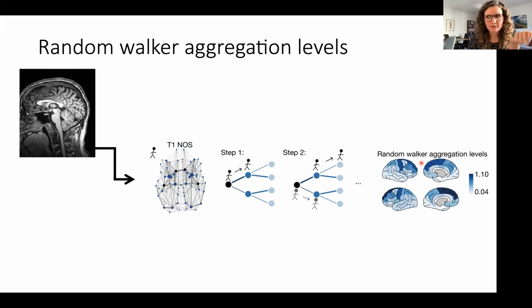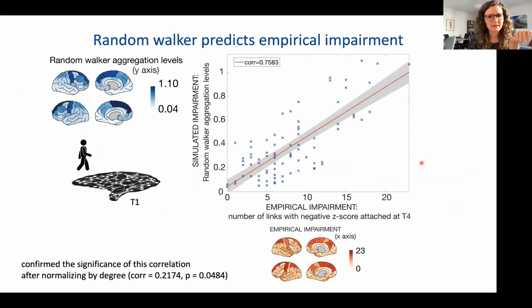Yeah, and when we do this, now we find a very high correlation between the random walker aggregation levels, so how often a random walker visits this region at the first scan, and corresponding to the empirical impairment at time point 4. So this is the main result, that we can take the first scan of a patient and we can tell him or her which of the regions will get critically impaired in 2 years. So 4 scans, 3 scans later.